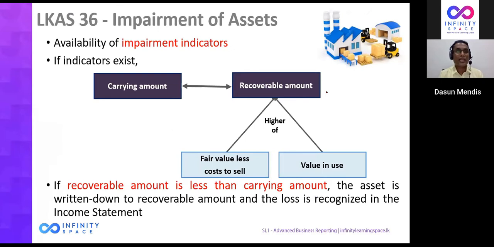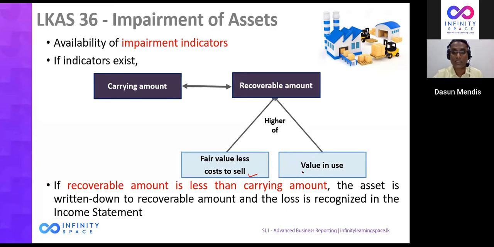Now, LKAS 36 impairment of assets. Because of COVID-19, some of your assets are not utilized at full capacity. Maybe the buildings are idling, machinery is idling, delivery vehicles are idling. All these things are impairment indicators. If you have the indicators, you need to check the carrying value against the recoverable value. An asset's value can be recovered either by taking the fair value less cost to sell, that means you sell the asset today and take the fair value minus the selling cost, or else you consider the present value of the future cash flows.